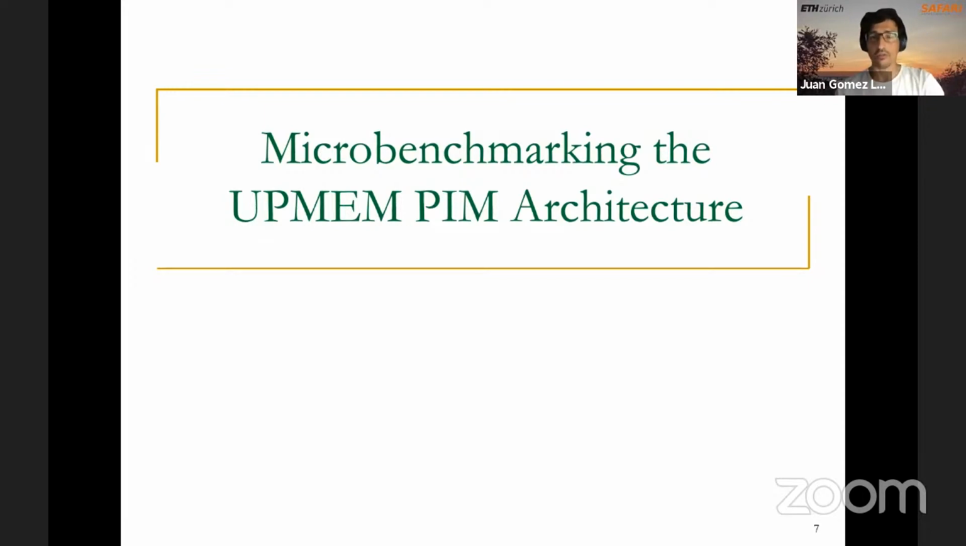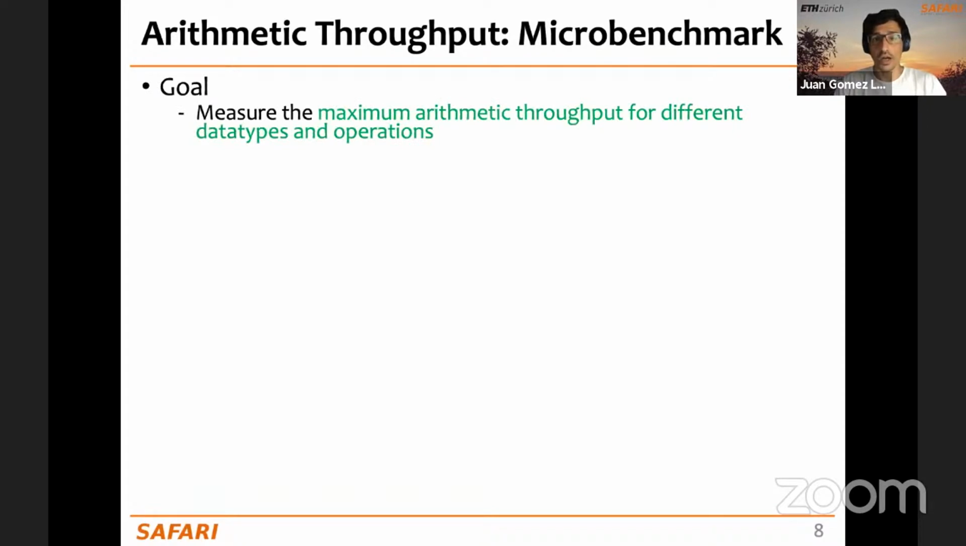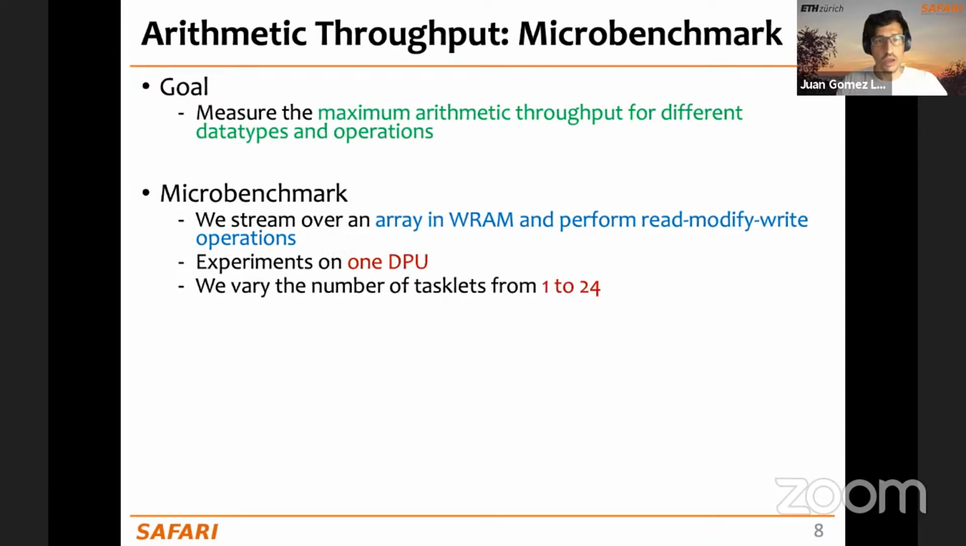So let's first start with the arithmetic throughput, and to measure it, we have created a microbenchmark. Our goal is to obtain the maximum arithmetic throughput for different data types and operations. In this microbenchmark, what we do is stream over an array in WRAM. So we allocate an array of certain size in WRAM, and then we perform read, modify, write operations on all the elements of this array in WRAM. We run the experiments on one DPU.